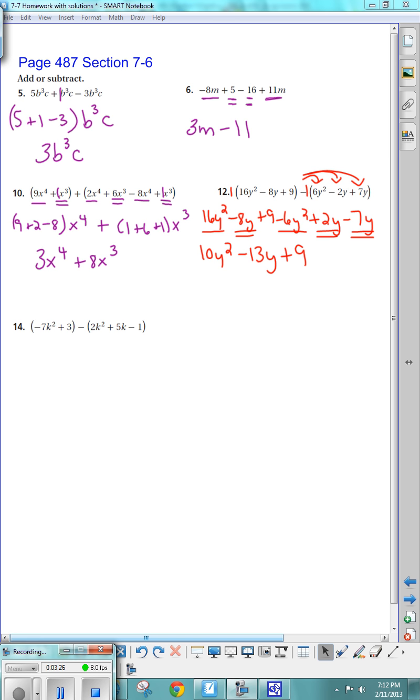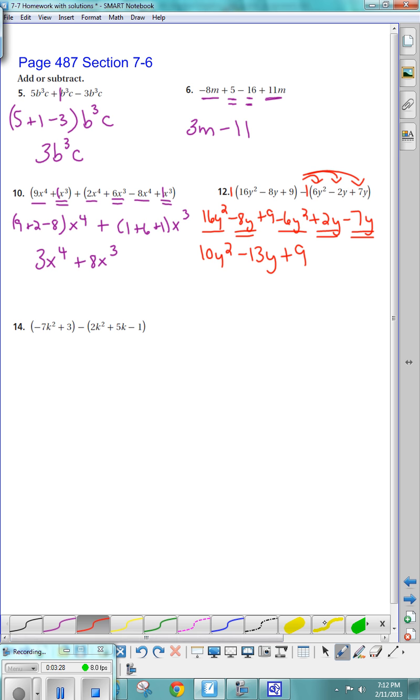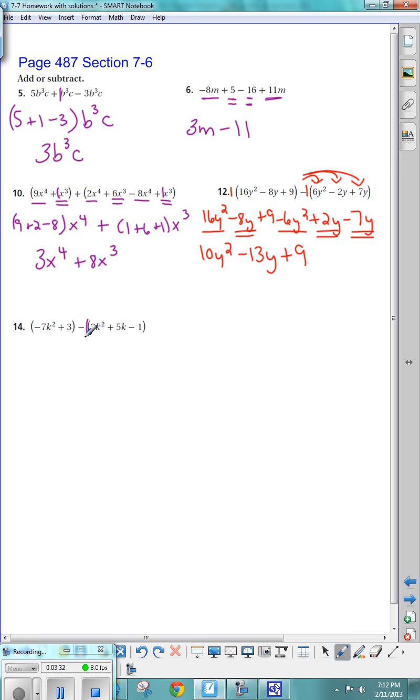Number 14 works like number 12. Technically, there's a negative 1 in front of that second set of parentheses, so I'm distributing a negative 1. On the first set of parentheses, I'm distributing a positive 1, so it doesn't change anything. So I have negative k squared plus 3. Then negative 1 times 2k squared is negative 2k squared. Negative 1 times 5k is negative 5k. And negative 1 times negative 1 is positive 1.